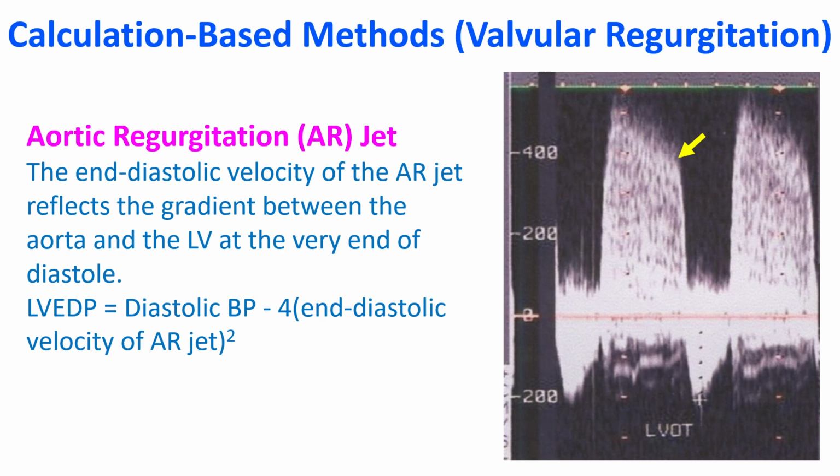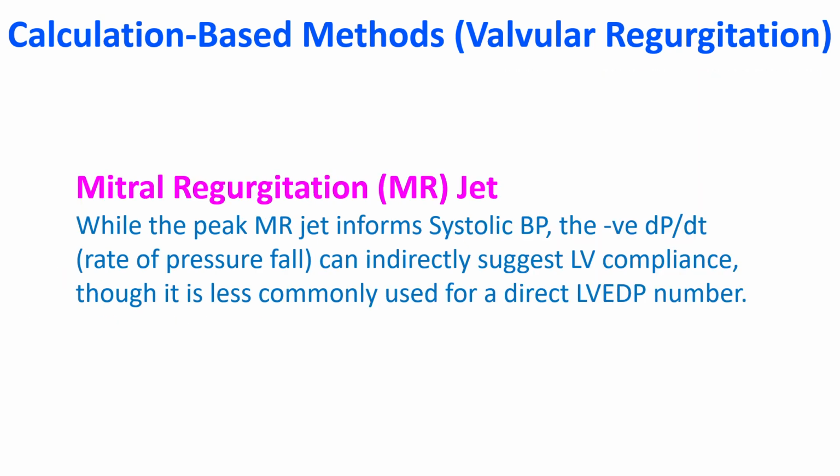While the peak MR jet informs systolic blood pressure, the negative dP by dt, rate of pressure fall, can indirectly suggest LV compliance, though it is less commonly used for a direct LVEDP number.